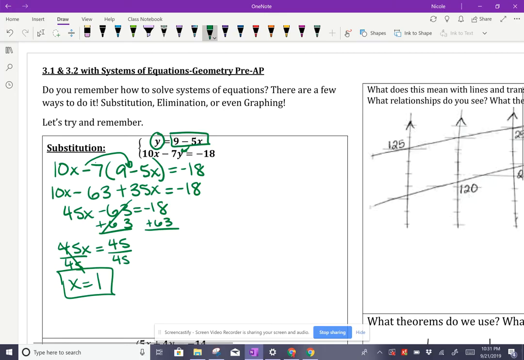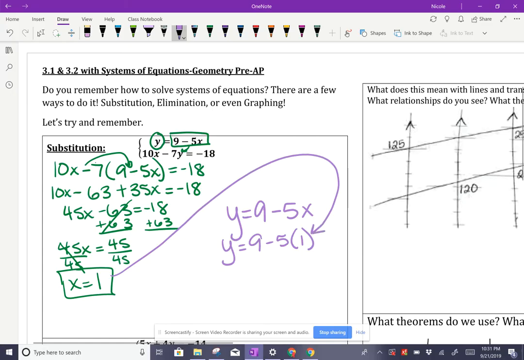So now I have that x, but I'm not done. When we have a system of linear equations, we have two variables we need to solve for. So I'm going to need to find both of these. So once I have this x, all I have to do is plug it into one of my two original equations. It does not matter to me which one you choose, but I'm going to go with the one that looks like it has the least amount of work. So I've got y equals 9 minus 5x, but I'm going to take that x and replace it with the 1 I found and work this out. So y equals 9 minus 5, so y is equal to 4.